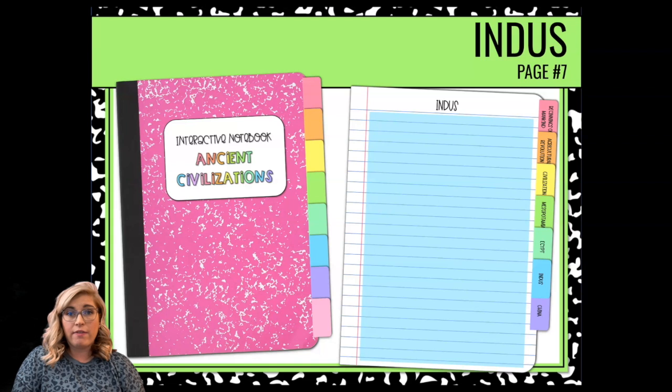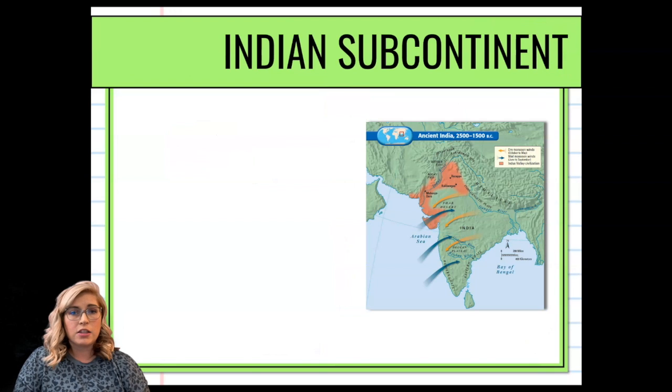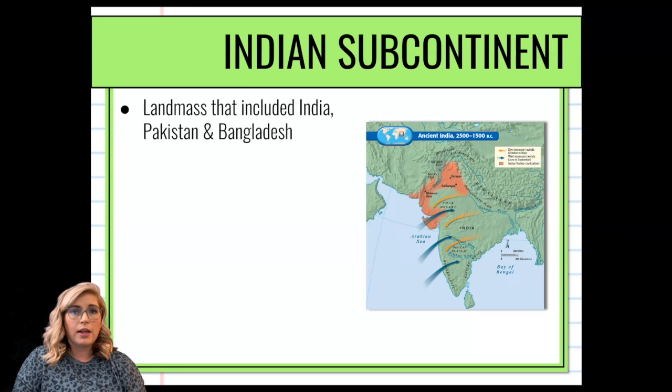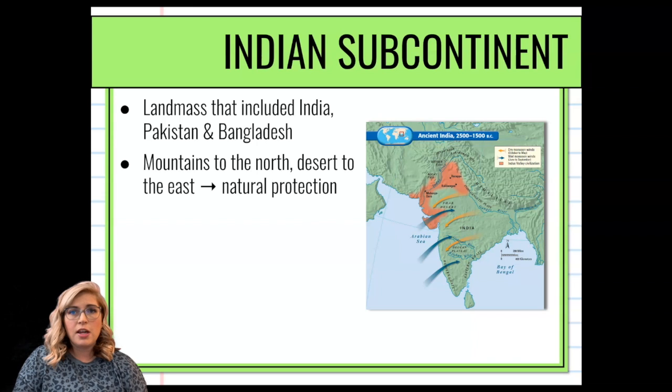All right, so we're on page 7 of your interactive notebook. Let's first talk about the geography of the Indian subcontinent. The Indus River Valley is located in basically present-day India. Some of the biggest landmasses included India, Pakistan, and current-day Bangladesh. With geography and thinking about natural protection, they had mountains to the north, desert to the east. So they are pretty much isolated by themselves, which again could be a good thing and a bad thing if we remember with Egypt. Isolation is great because you're protected, but also it might cause some problems when it comes to, say, trade.